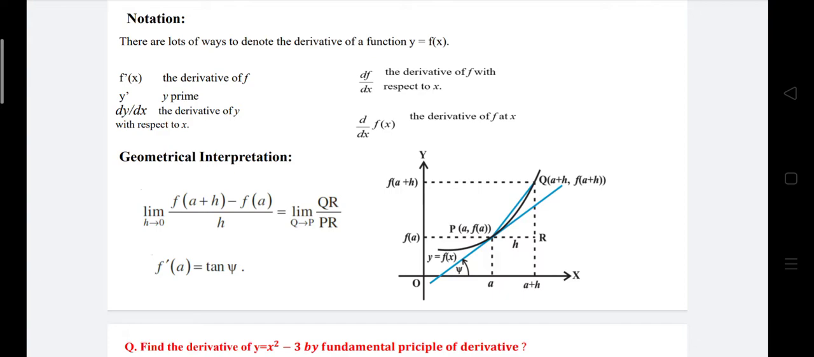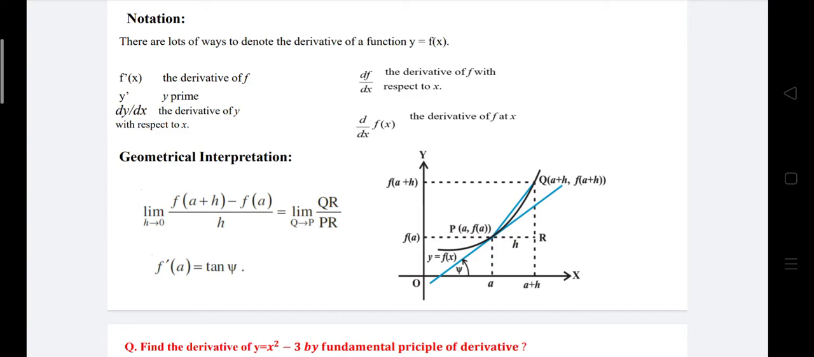Well, then let's come to the geometrical interpretation. Geometrical interpretation is a fundamental part of any mathematics, and derivative is part of calculus. So let's see how we can represent a derivative geometrically. In this graph, x is the domain, y is the image, and the function is represented here. We are going to calculate the derivative at a certain point a.